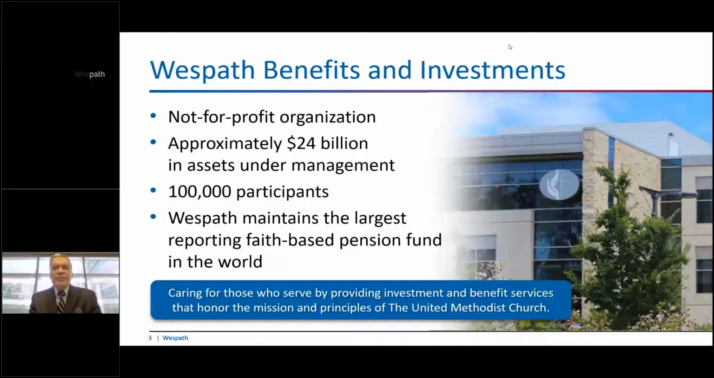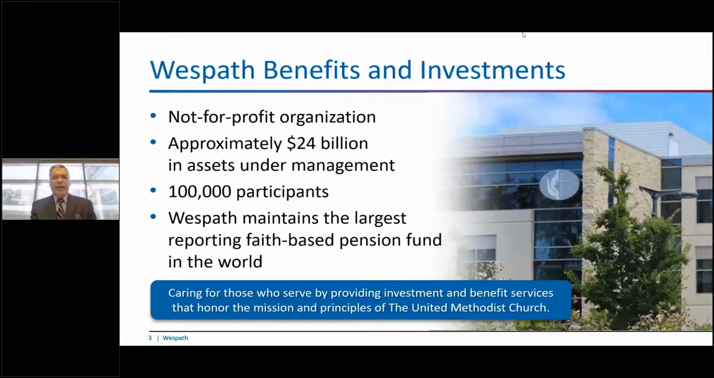We always begin with just a little information on Wespath. We are a general agency of the United Methodist Church. We manage approximately $24 billion in assets. We take care of, yes, a lot of participants, over 100,000. That number would include clergy, lay participants, as well as an important group of surviving spouses of those participants. Our basic mission here at Wespath is caring for those who serve by providing these types of retirement plans, both defined benefit and defined contribution plans, but it's also health, wellness, death, and disability programs that honor really the mission and principles of the United Methodist Church.